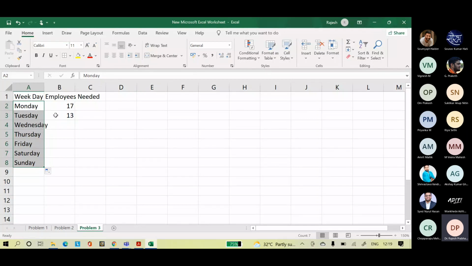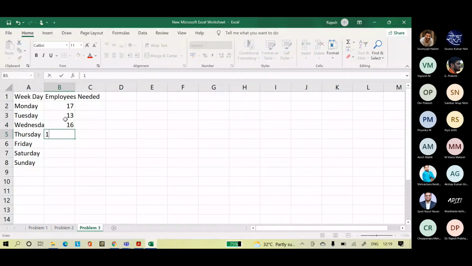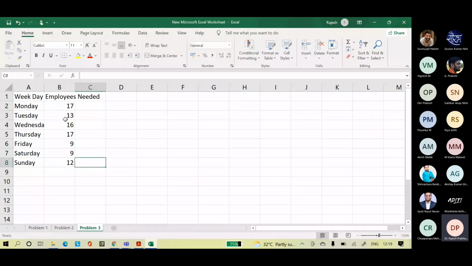Right. So 17 employees on Monday, 13 employees on Tuesday, 16 employees on Wednesday, 17 employees on Thursday, 9 employees on Friday, 9 employees on Saturday, and 12 employees on Sunday.